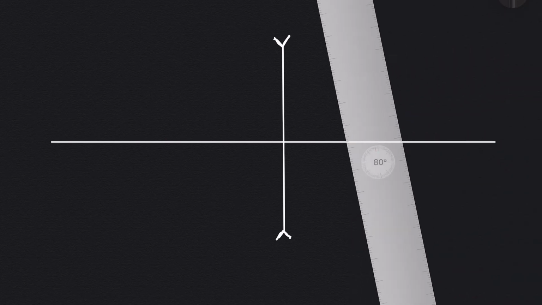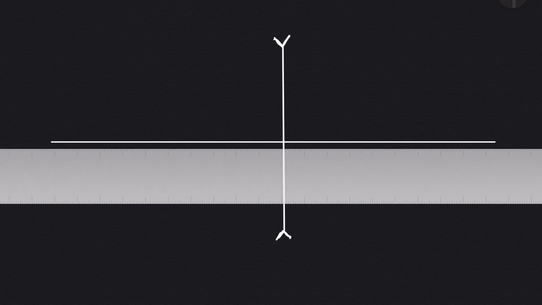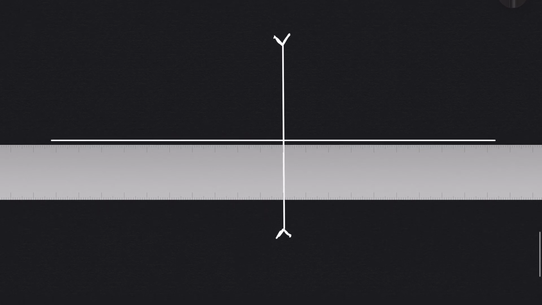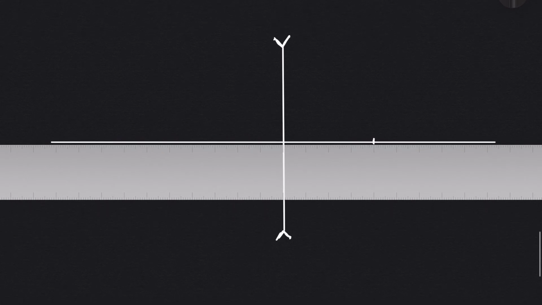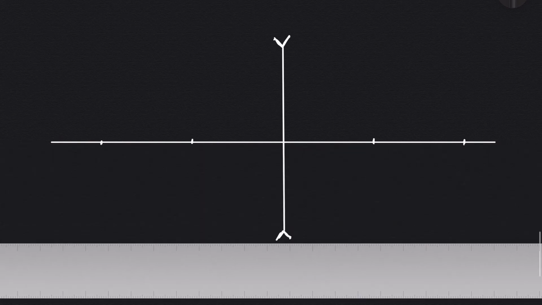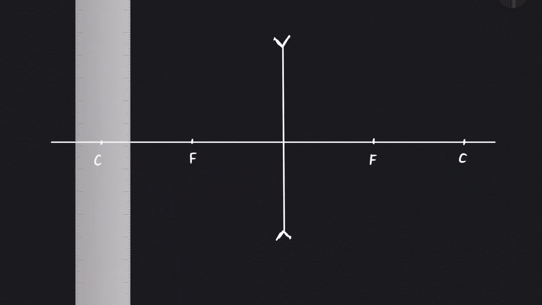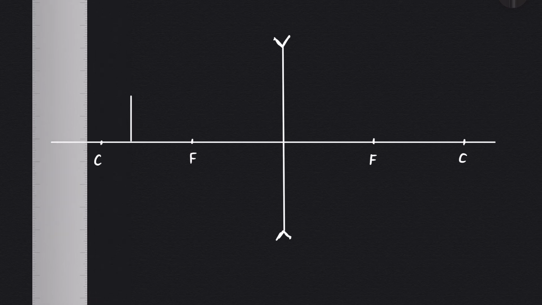Now again the same rule. Lay down the focal points. Here I am choosing again the same 4 centimeters focal point. Focal point, center of curvature, focal point, center of curvature. Now let's consider that there is an object between the center of curvature and the focal point. Say somewhere here. Let's consider that this is the object.